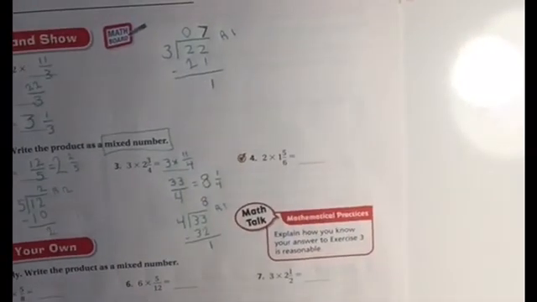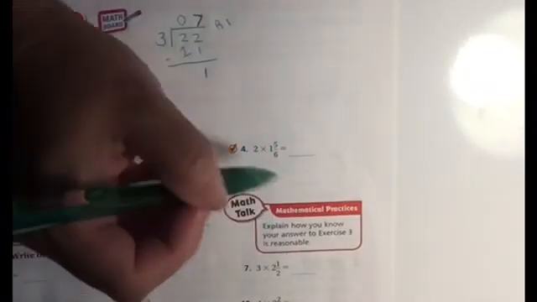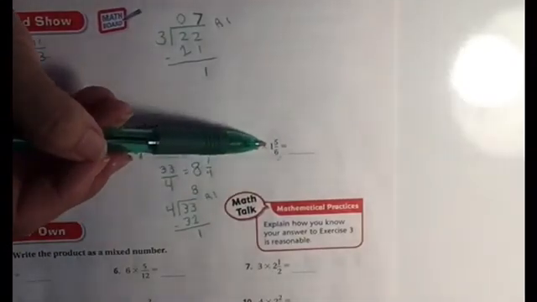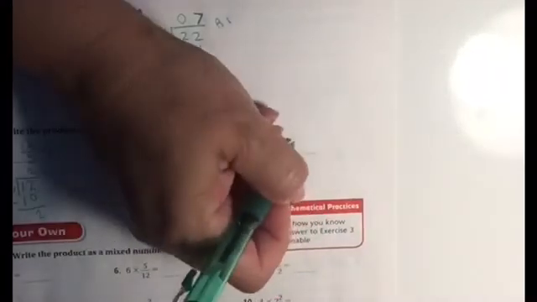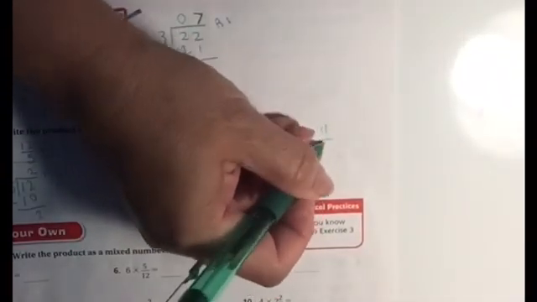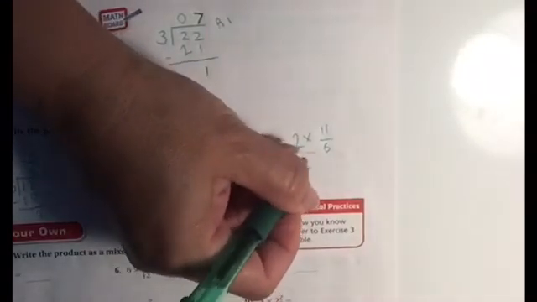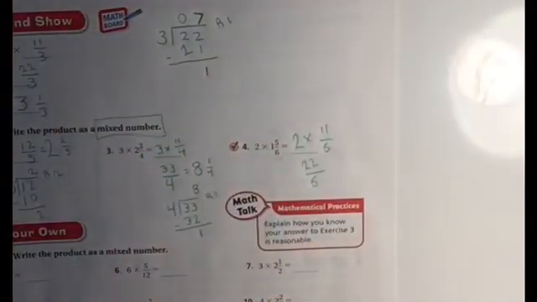And the last one we're going to try on today is 2 times 1 and 5/6. So again, I have to look at this mixed number first. So 6 times 1, everybody, is 6, plus 5 is 11. So we have 2 times 11/6. Okay, I can do this. 2 times 11 is 22. And the denominator stays the same.